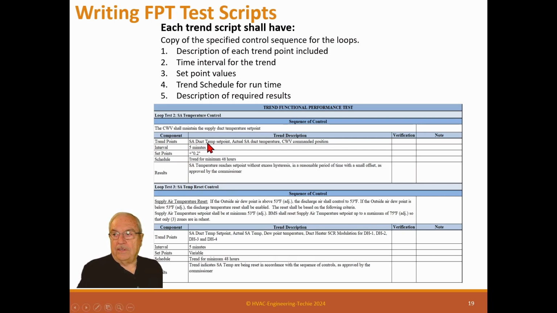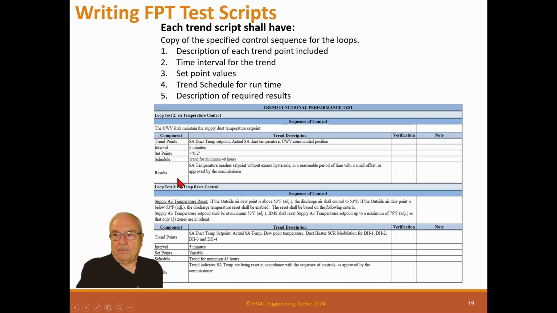So down here, we have the trend points. Then we have the interval. We're going to do this every 5 minutes. So this is going to be a long-term trend, right? This point 2 here is a little bit confusing. It really should have been blank because it's going to be a long-term trend. But this was originally written for a short-term trend, and we wanted to increase the supply set point by 0.2 degrees. But we're not going to do that. Trend for a minimum of 48 hours. So that's 2 full days.